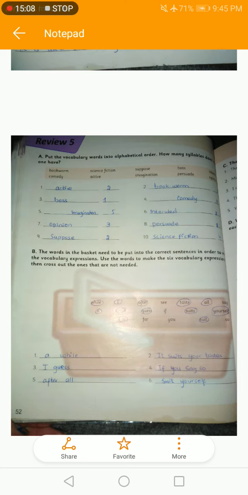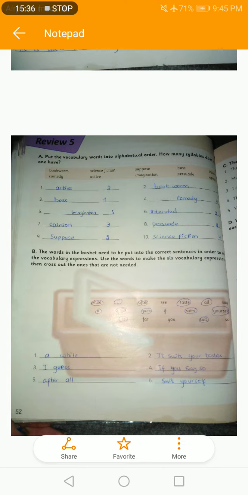Imagination, im, ag, i, na, tion: one, two, three, four, five. So we have 5 syllables. Imagination. Then we have the sixth one, intended.